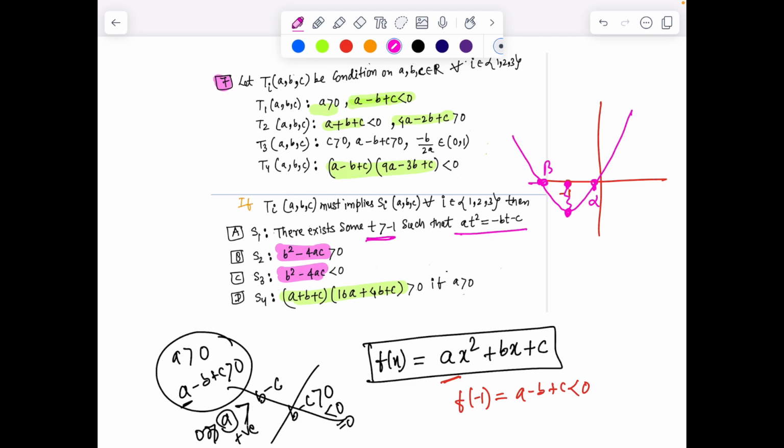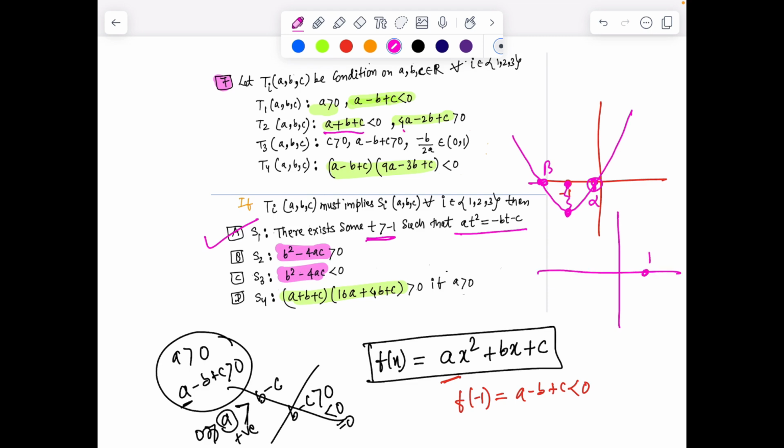And that's also the first statement, because there exists some t greater than minus 1 such that at square plus bt plus c equals 0, which means yes, there is one root more than minus 1. In fact, there is another root also less than minus 1. So see how beautifully we have solved this with location of roots.